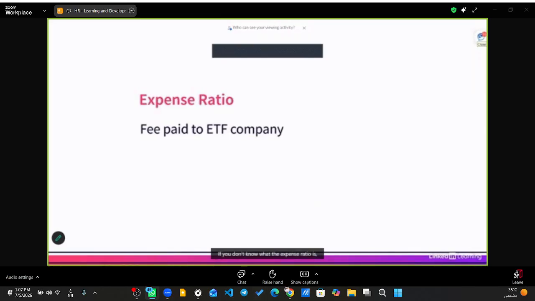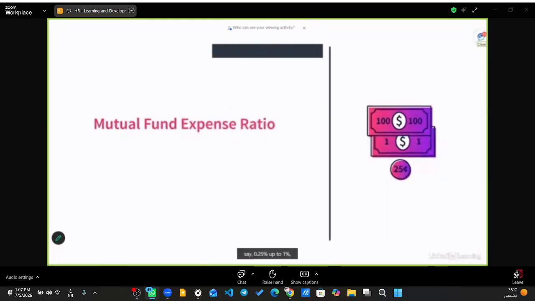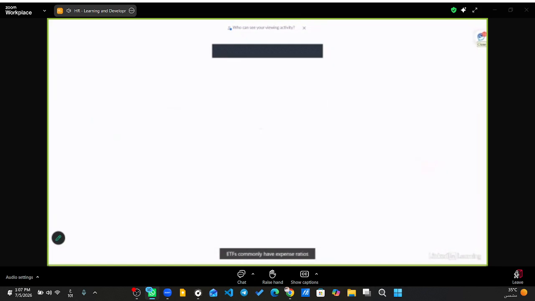If you don't know what the expense ratio is, you don't know what you're paying, and you can't manage your money if you don't know what your costs are. A typical mutual fund might have an expense ratio of, say, 0.25% up to 1%, maybe even 1.5%, meaning that each year you might pay somewhere in the range of 25 cents to $1 or even $1.50 per $100 you have invested in the mutual fund.